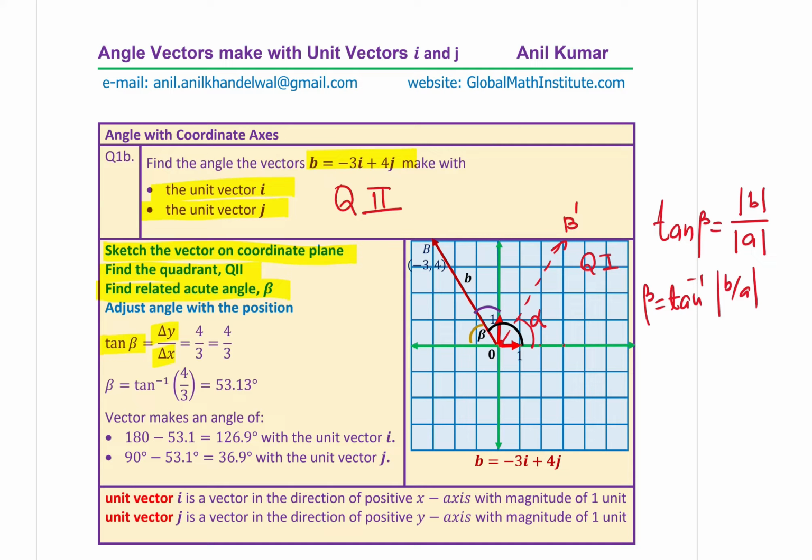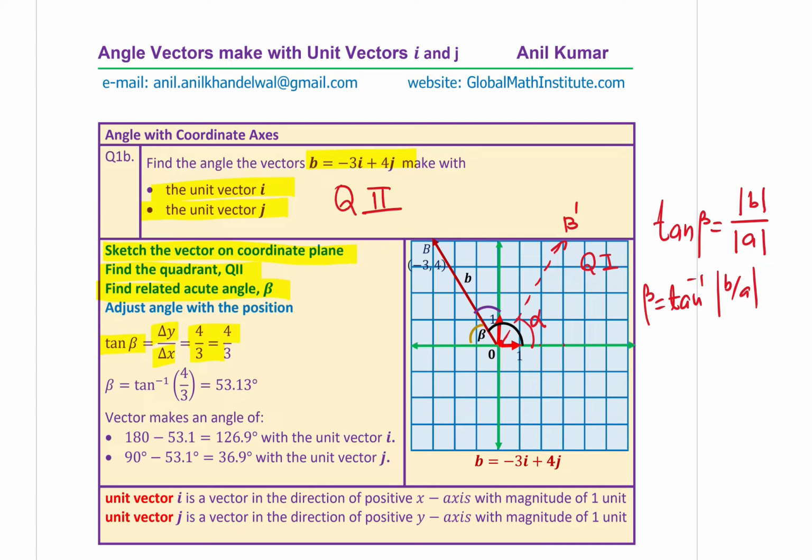Perfect. Now here is another method. Of course, we are writing the same values, 4 over 3. Absolute values we have written, correct? So this change is considered to be like a distance. You understand distance is always positive. That's what I meant by writing like this. Okay, so we get the value of beta, the related acute angle in this case, as 53.13.